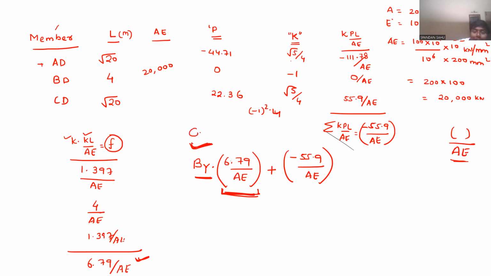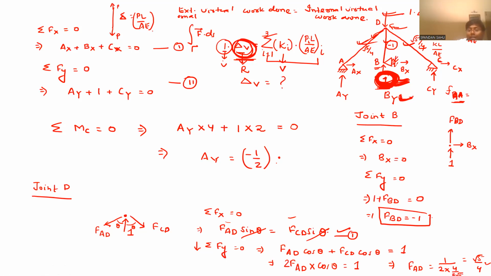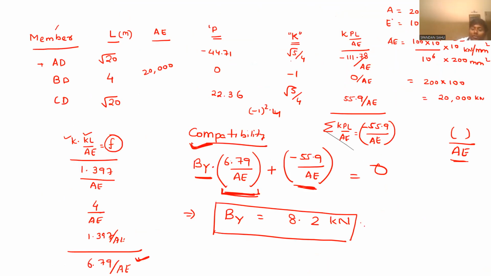And when you sum it up, that comes from compatibility. That By into this plus this component due to external will be equal to 0. From here, you will get By as 8.2 kilonewton. And one thing to note here is you are getting By to be positive. Positive means the direction in which you are taking that 1 unit load is correct, and your By will act in upward direction, and its magnitude will be 8.2 kilonewton upward.